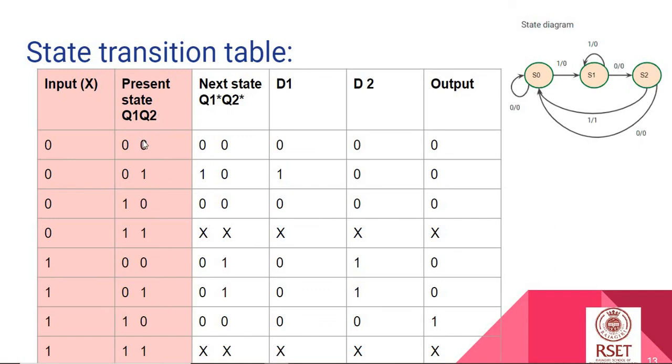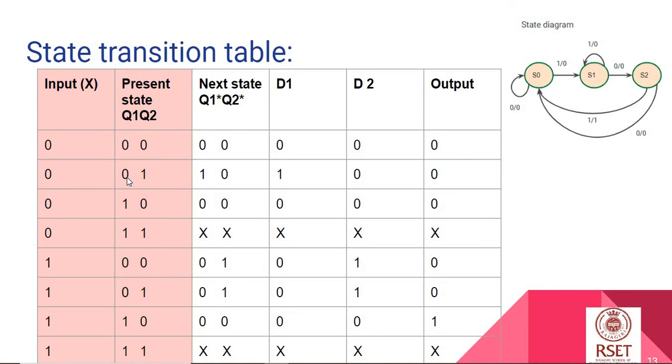Now this is the present state. So when I am at 0, 0 and when I obtain 0, my next state is 0, 0 and my output is 0. That is according to the state diagram. Now I have chosen a D flip-flop for my design. We know according to the excitation of a D flip-flop, whatever output you want to receive, you have to put that as the input. So I am looking at Q1 and Q1 star to design my D1. Q1 star is 0, which means I want 0. So the input to D1 should be 0.